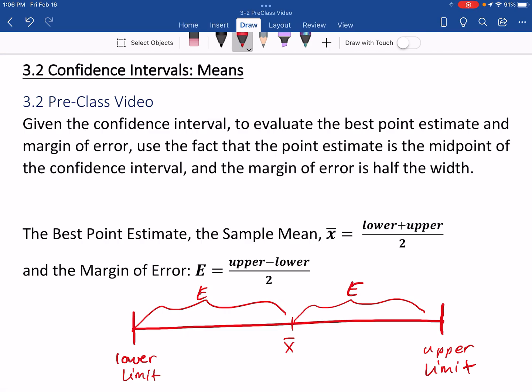Hi, Susan. Hey, Christina. You want to keep working on confidence intervals? I do. We've done proportions. I'd like to do means.